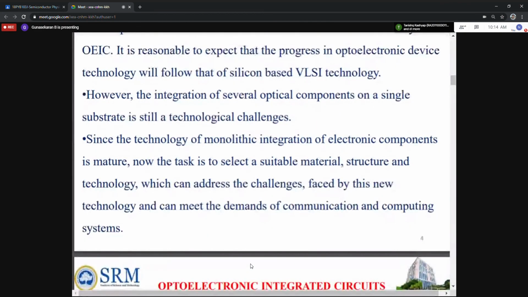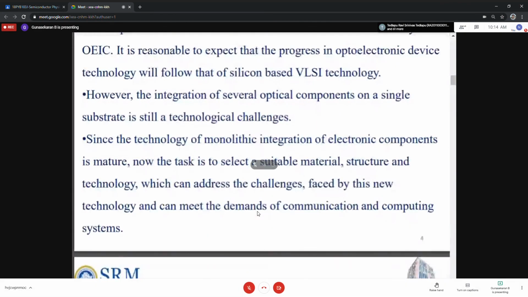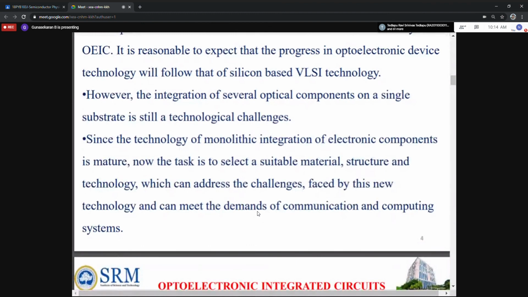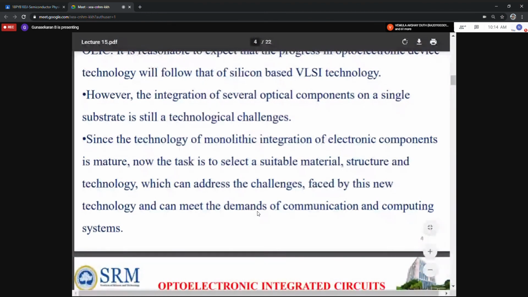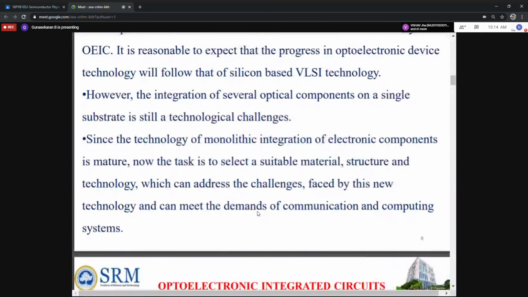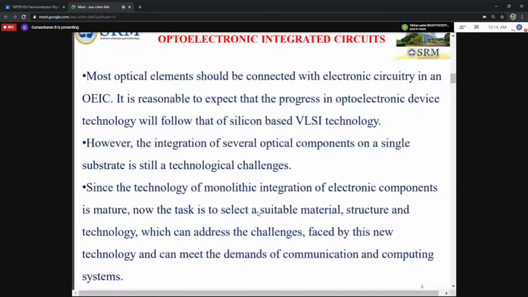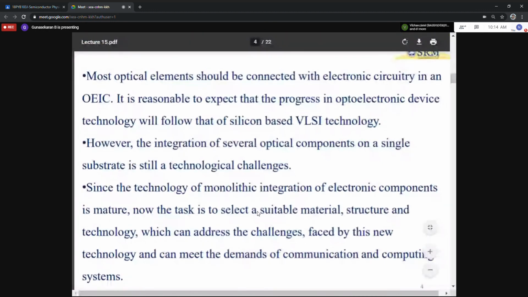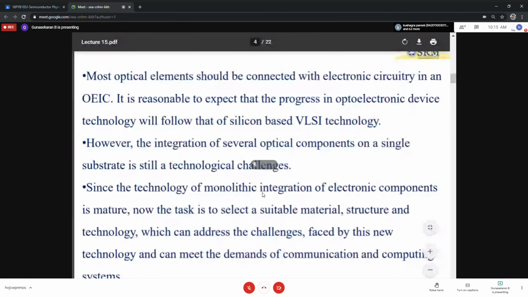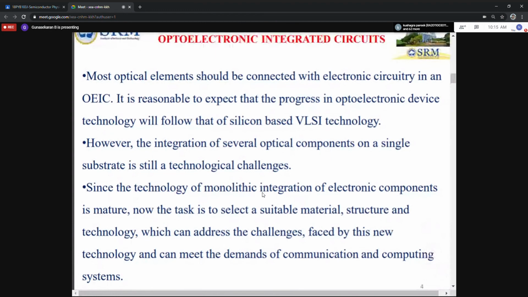See here, what do they take? The technology of monolithic integration of electronic components is mature. That is, you take the task of selecting suitable material, structure and technology, which can address the challenges specified by the new technology and can meet the demands of communication and computing systems. So each and every one is now made up of these OEIC technologies only. They are using very large scale integration. They follow the silicon-based VLSI technique, very large scale integration technique. Integrating several optical components on a single substrate is still a challenge, but now they are taking that also into account.